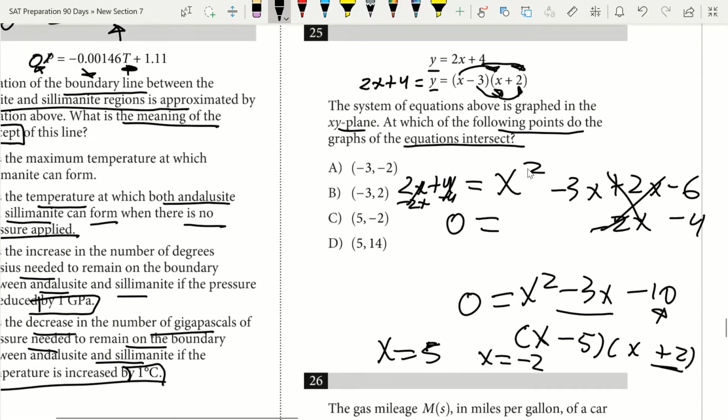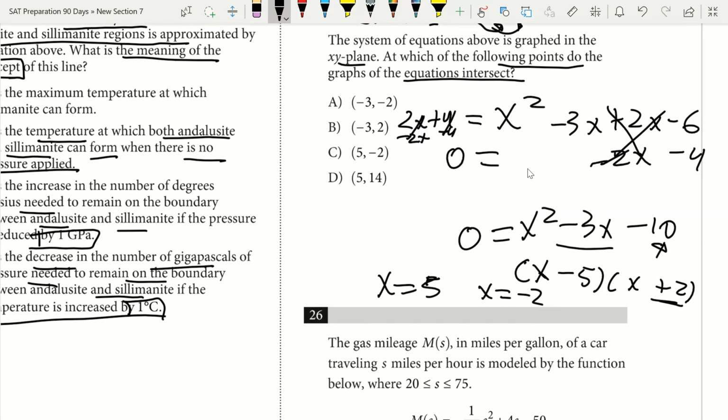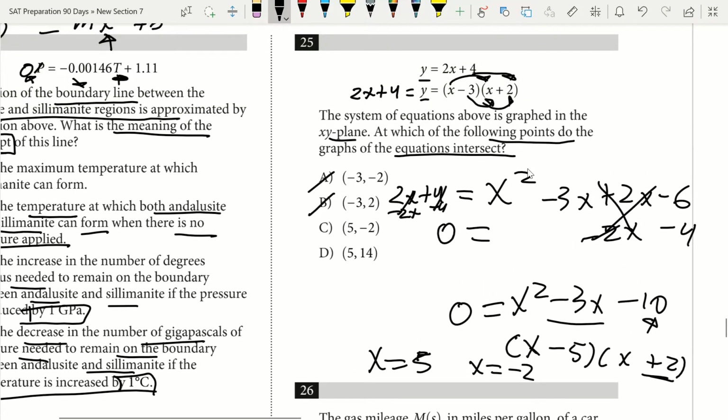Also, I know that I can't use negative 2 because it's not even in my answer choices, so I know I have to start with 5. Okay, so that's one thing there, is paying attention to your answer choices. If I would have plugged in negative 2, I would have wasted my time. I want to plug in 5 because that's my only option here.